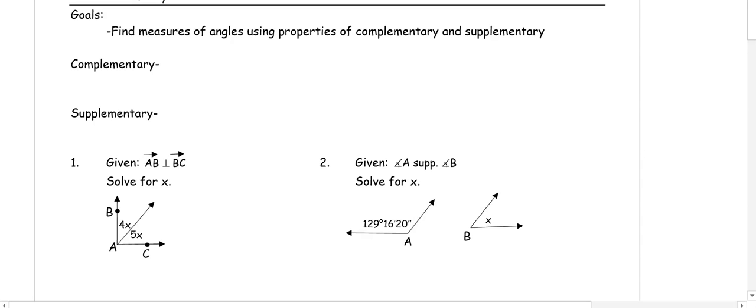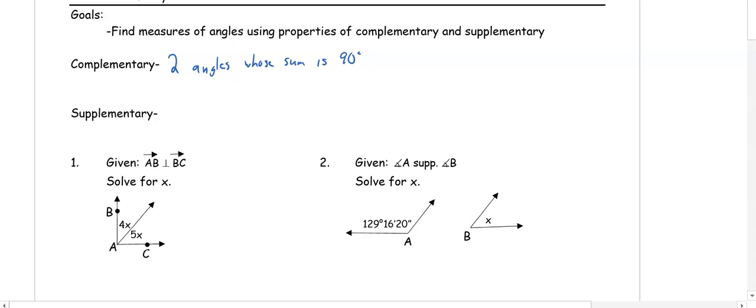This video is about finding measures of angles using properties of complementary and supplementary. So complementary are two angles whose sum is 90 degrees.